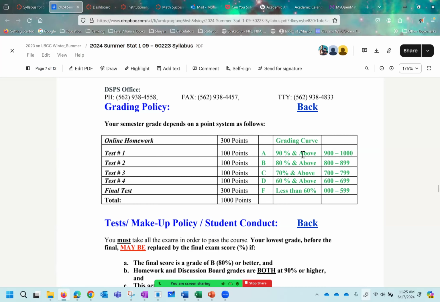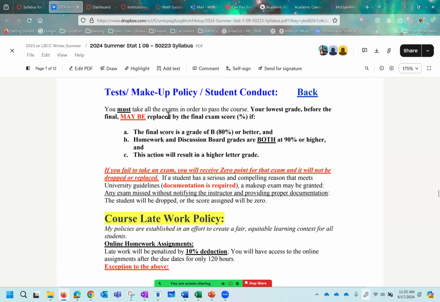This is a point system. 900 and above is an A, 800 to 899 is a B, 700 to 799 is a C, and so on. You must take all the exams. If you miss any of the exams, it will not be replaced.